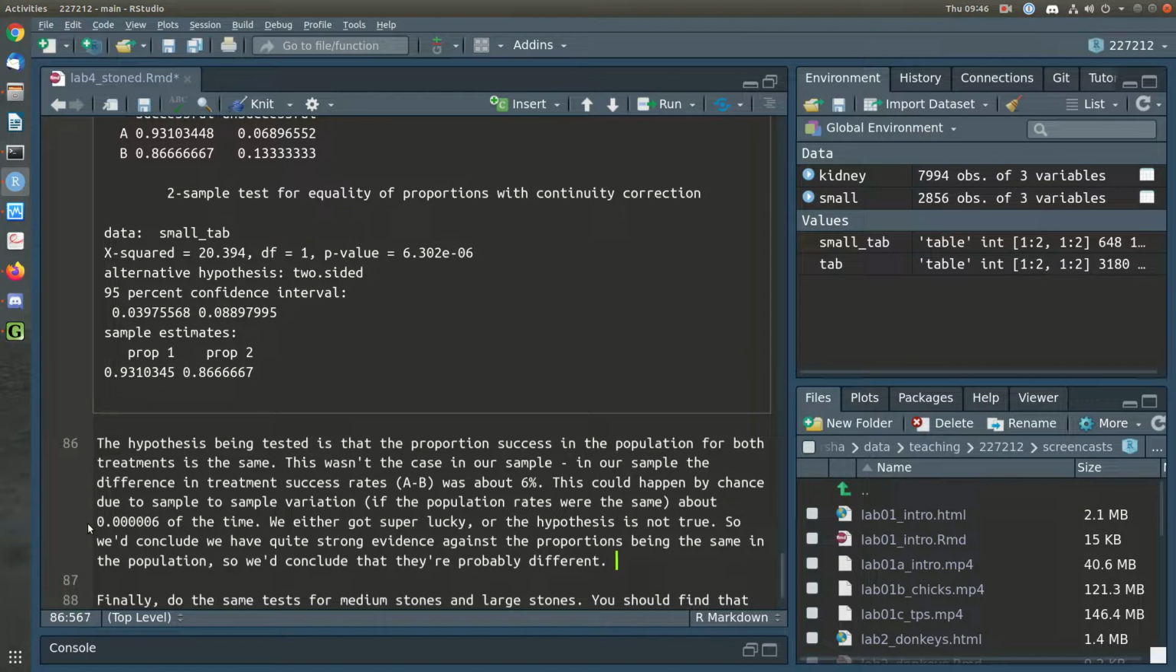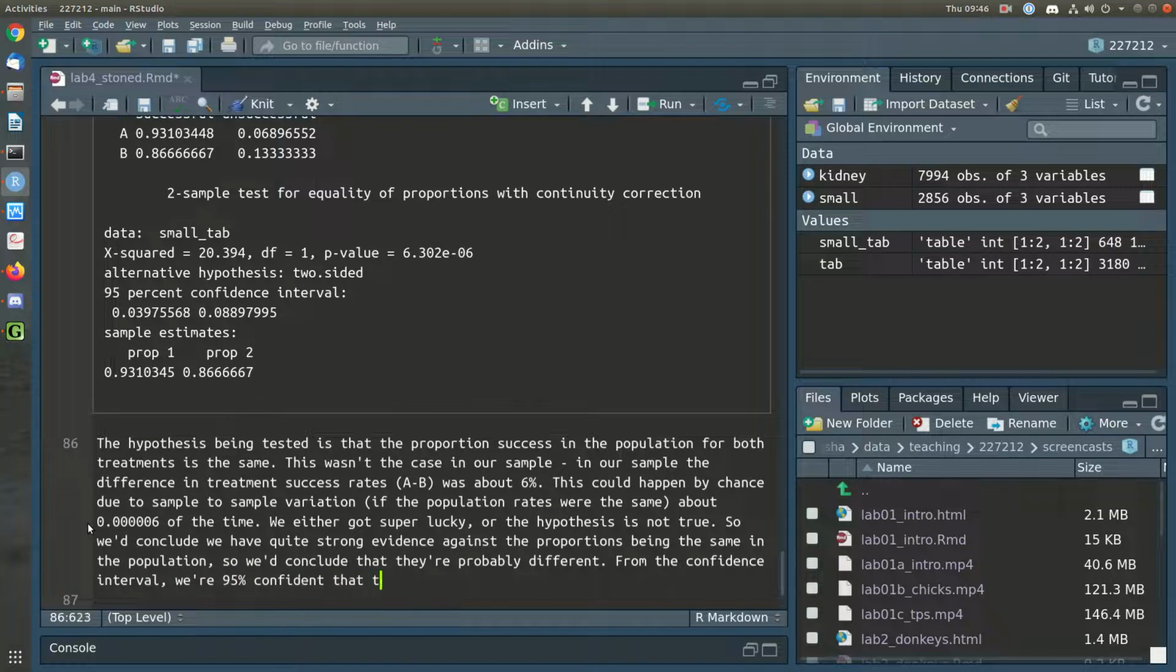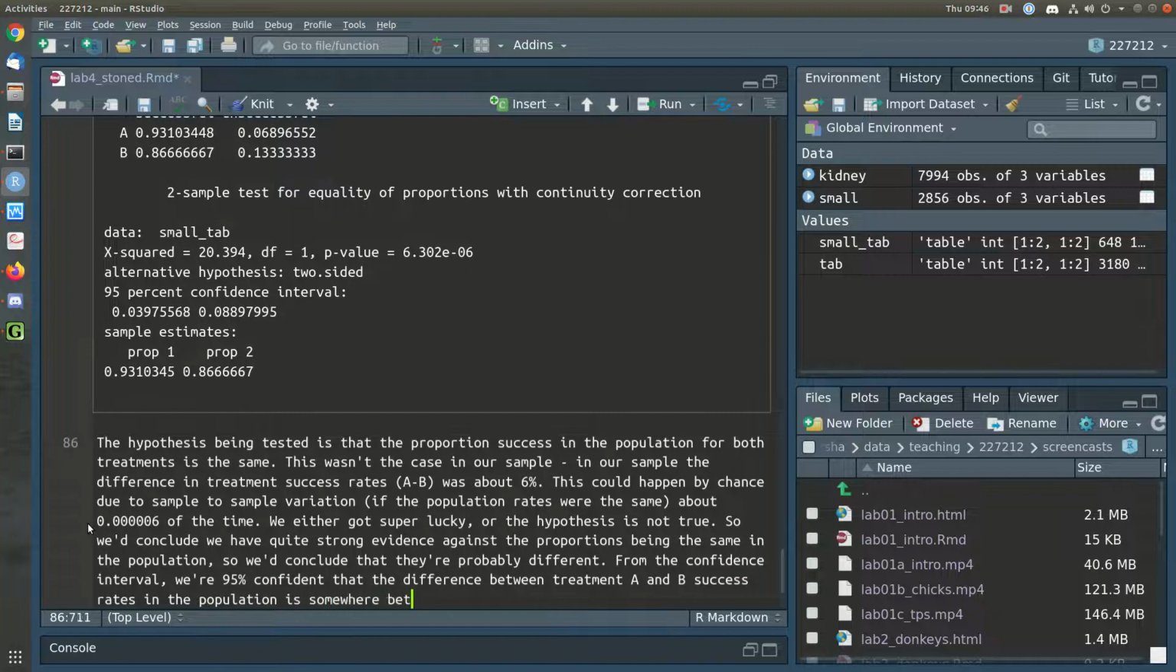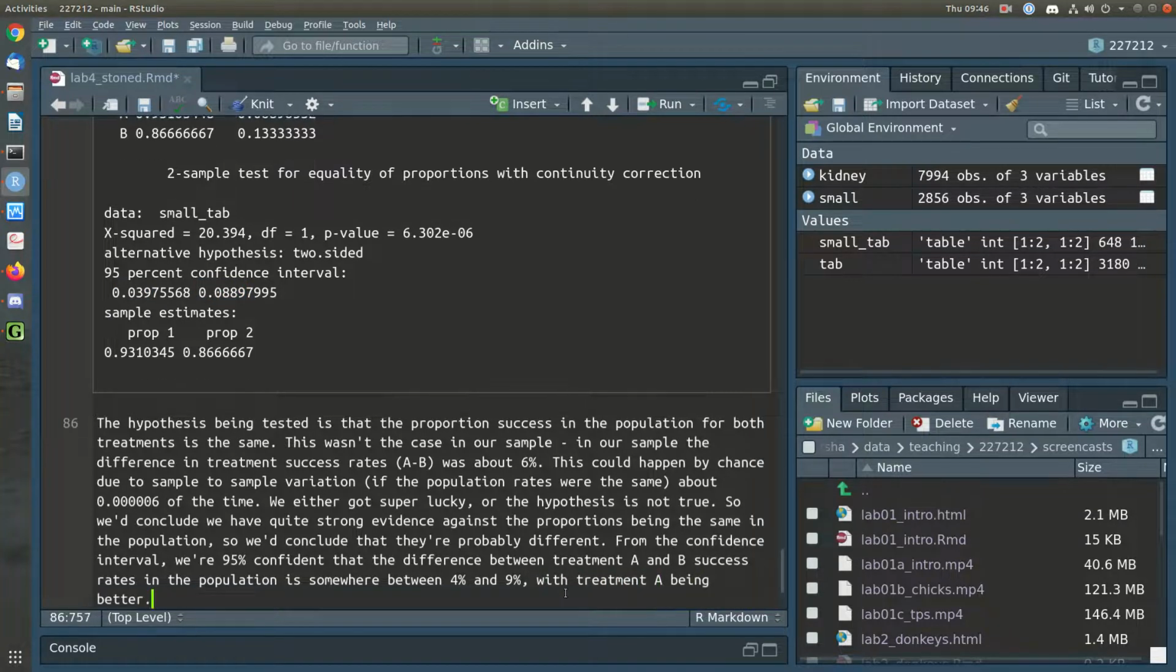Again, from the confidence interval, we're 95% confident that the difference between treatment A and B success rates in the population is somewhere between 4% and 9%. Right, so 4% and 9% with treatment A being better.